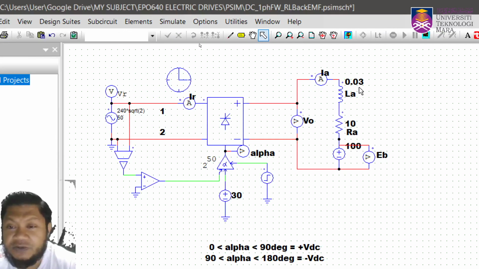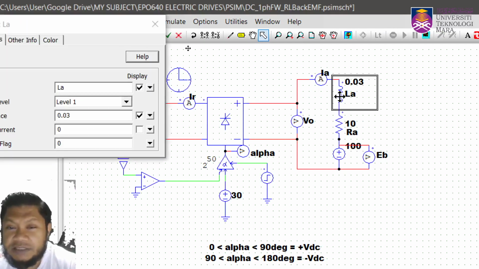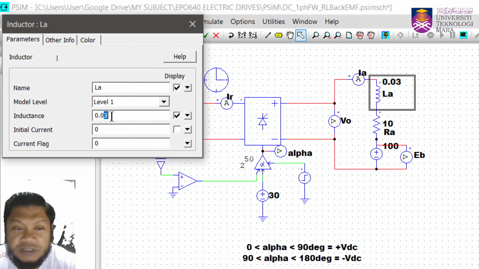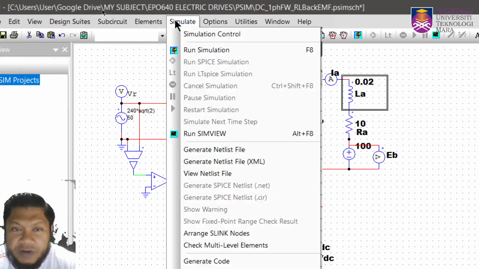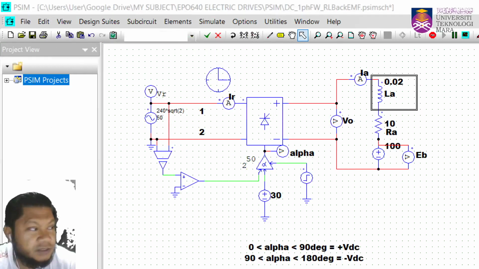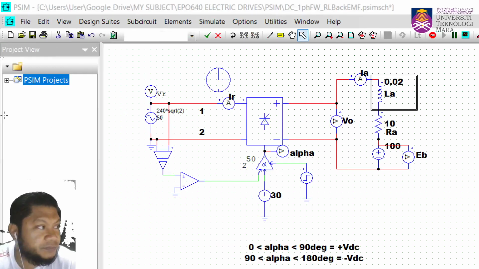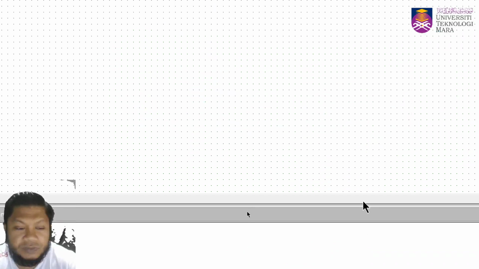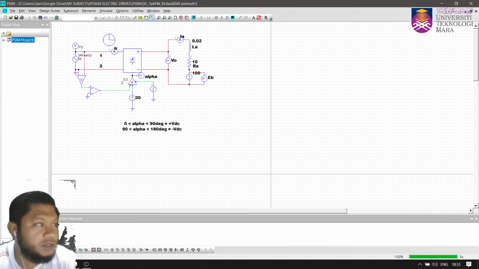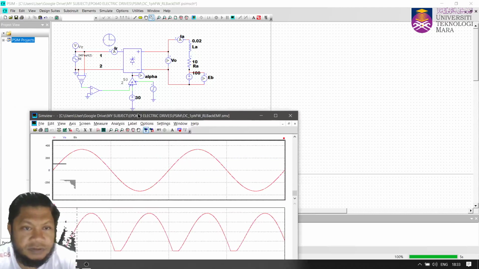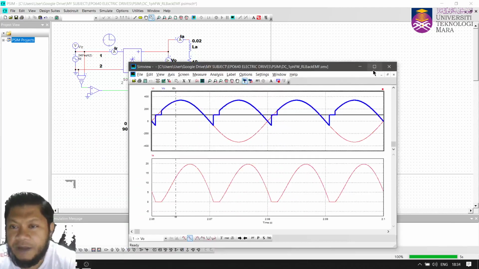Here we have the inductance L_a. It is 0.03, or probably I can start with 0.02 first, which is 20 millihenry. We start with 20 millihenry and look at the output waveform. If I run this simulation, there you are. Look at the current.